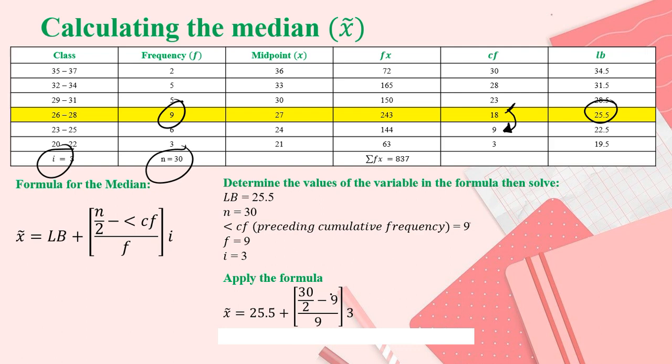Okay, unahin po muna natin yung nasa loob ng parenthesis. After po nun, imumultiply natin sa 3. And then after po nun, i-add natin dito sa LB na 25.5. Okay? So, remain sa 25.5. Unahin natin, plus. Unahin natin yung nasa loob ng parenthesis.